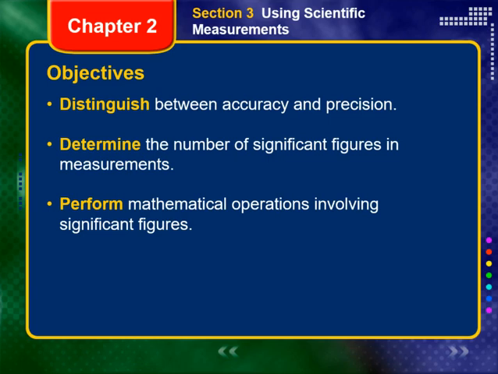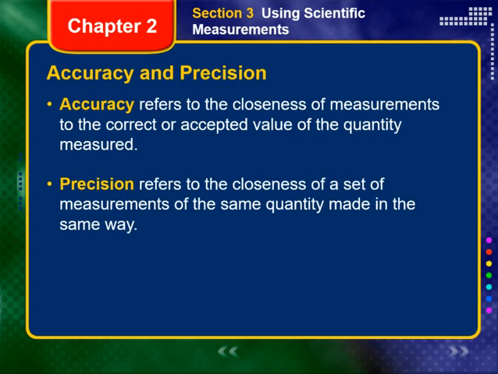At the end of this video, you should be able to distinguish between accuracy and precision, determine the number of significant figures in measurements, and perform mathematical operations involving significant figures. Chapter 2, Section 3, Using Scientific Measurements.